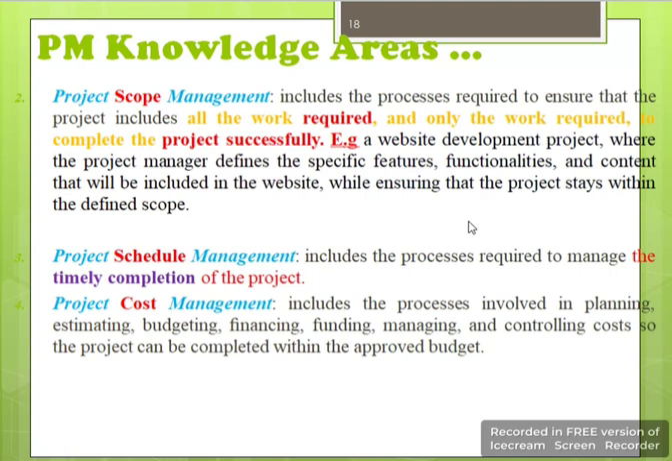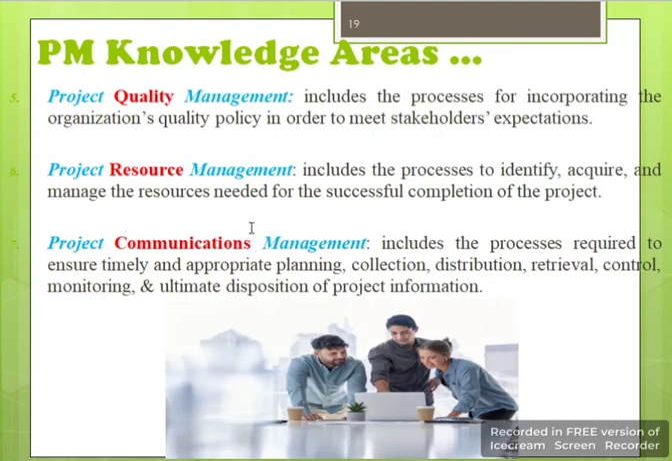3. Project schedule management includes the processes required to manage the timely completion of the project. 4. Project cost management includes the processes involved in planning, estimating, budgeting, financing, funding, managing, and controlling costs so the project can be completed within the approved budget. 5. Project quality management includes the processes for incorporating the organization's quality policy in order to meet stakeholders' expectations.